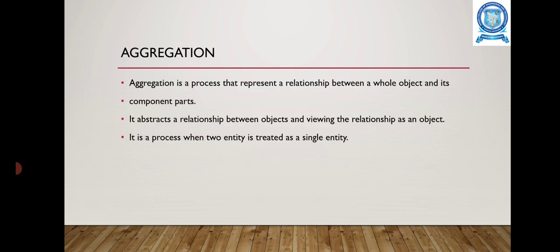Next one is aggregation. Aggregation is a process that represents a relationship between the whole object and its component parts. It abstracts a relationship between objects and views the relationship as an object. It is a process where two entities are treated as a single entity.